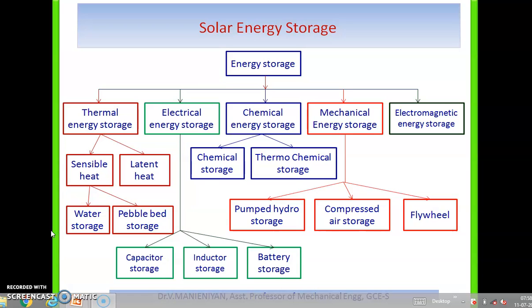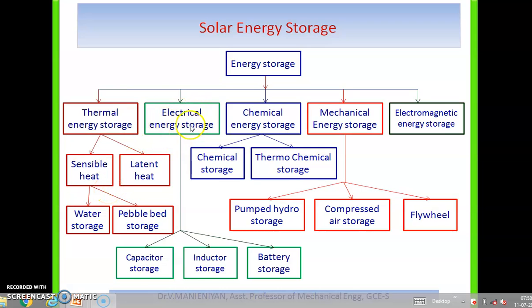So the energy storage we have classified into mainly five different categories: thermal storage, electrical storage, chemical, mechanical, and electromagnetic storage. The thermal storage system is further classified into two different types, sensible heat and latent heat storage. The sensible heat storage is further classified into water storage and a packed bed storage system. So that is the classification of the thermal storage system.